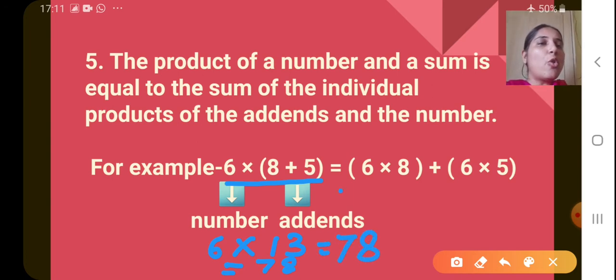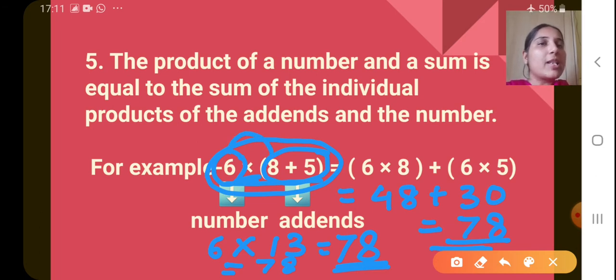Now let's do on the other side. 6 multiplied by 8, 6 8s are 48 plus 6 5s are 30. So 48 plus 30, what we will get? 78. So on both the sides you can see we are getting the same answer. Same value we are getting on both the sides. So what it is showing? That the product of a number, this is the number here, and a sum, and this is a sum here, is equal to the sum of the individual products.